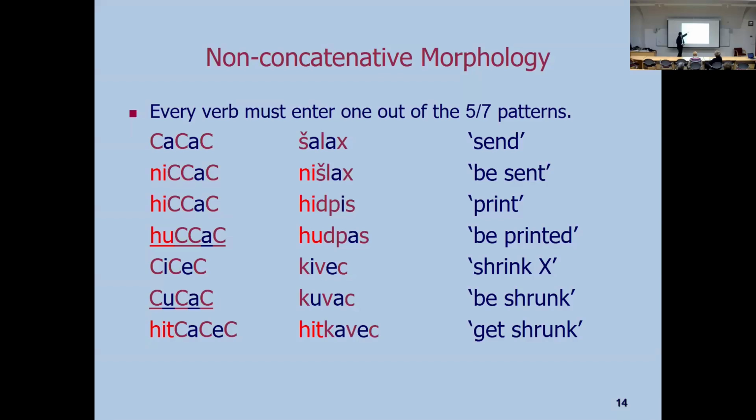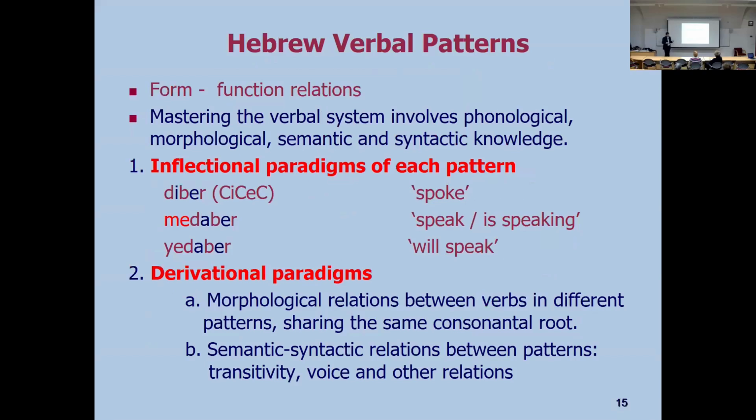So for example, we have shalach and nishlach, active and passive, send and to be sent. Hif'il and huf'al, hidpis and hudpas, also active and passive, print and be printed. And here we have a triplet of active, kivetz, shrink, kuvatz, passive, to be shrunk, and inchoative, hitpa'el, to get or become shrunk. So you have kivetz, kuvatz, hitkavetz, and they all share, of course, the root kvetz. The semantic relation between the patterns is not always transparent. I'll talk about it in a minute.